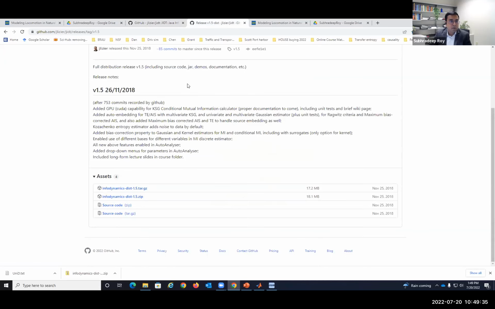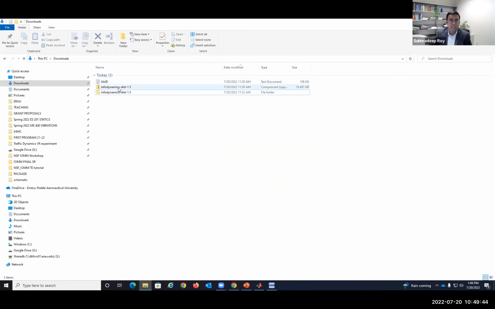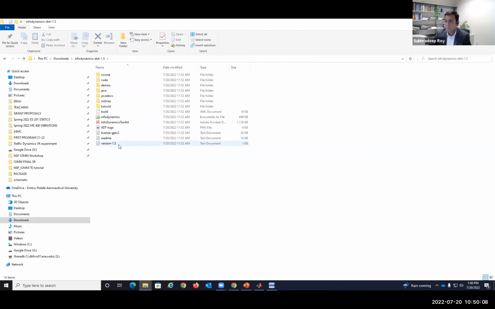For the download, if you click the link, you will come across the zipped folder, which you can click to download. I have already done that over here. So you will see this is a folder. If any of you are trying to do it with me, I can wait. This would be infodynamics-dist-1.5. This is the version, and maybe this is the most updated version. This is what you have to use. Once you download that, you have to extract it, and you will see a folder like this.